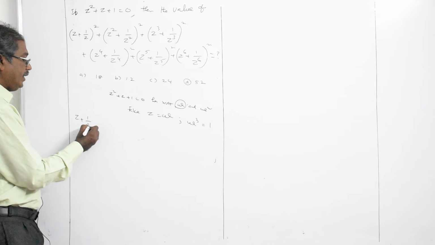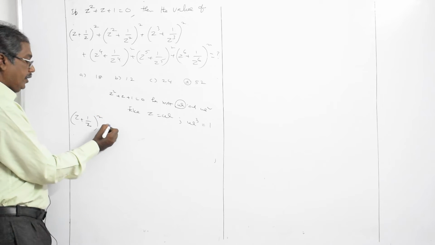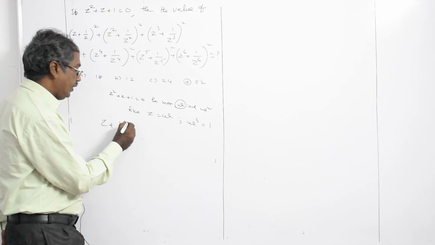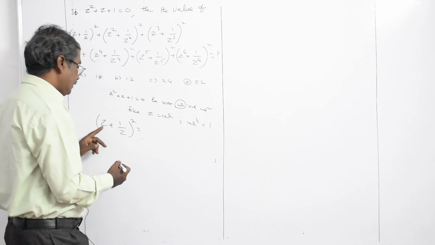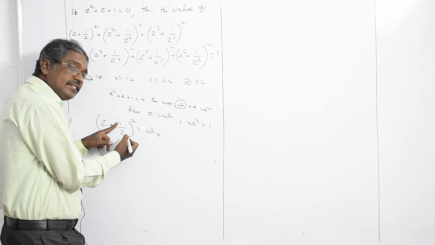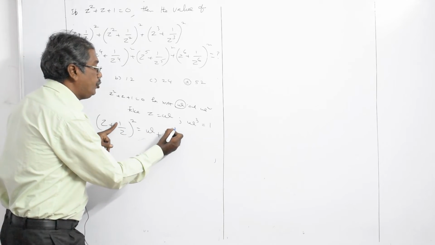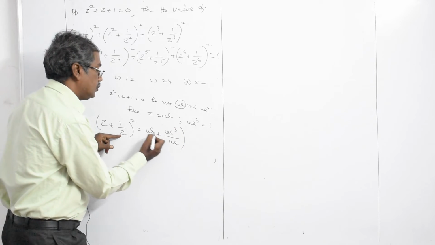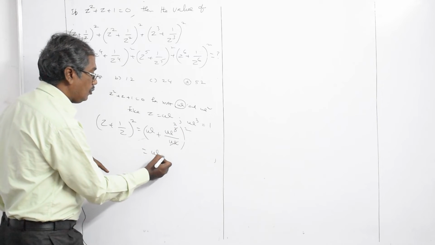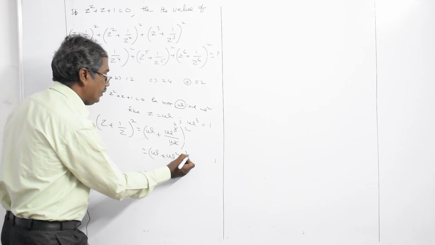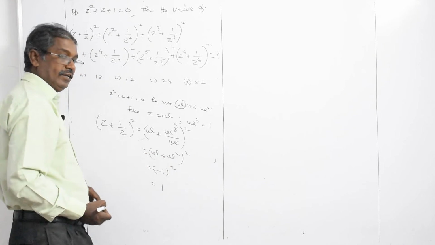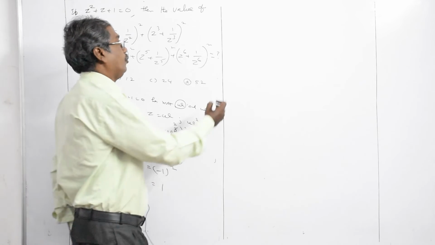z plus 1 by z whole square equal to how much? What is the value of z? Omega plus, I can write 1 as omega cube by omega, the whole square. So just cancel this, omega square. So omega plus omega square the whole square. We know this omega plus omega square equal to minus 1, the whole square. Answer is 1. Like this we need to solve all the problems.